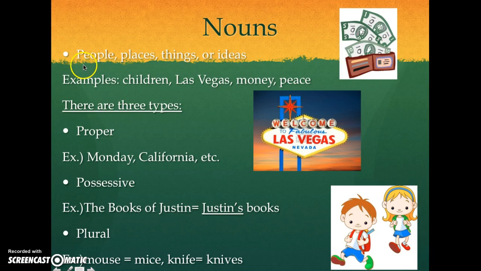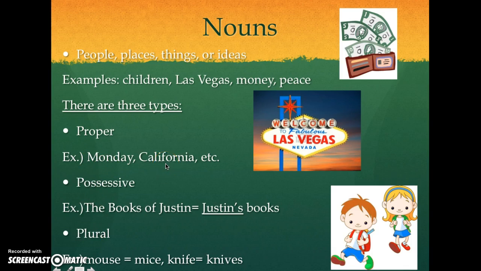Nouns. Nouns are people, places, things, or ideas, such as children in this picture, Las Vegas, which is a place in this picture, money, also a thing, or peace, which is just an idea. There are 3 different types: proper, possessive, and plural.